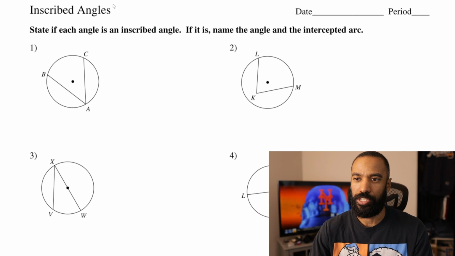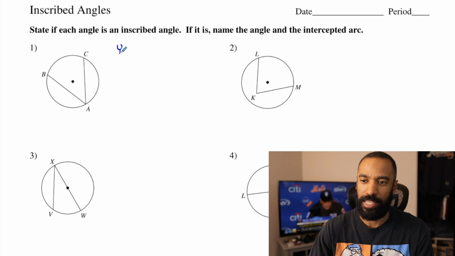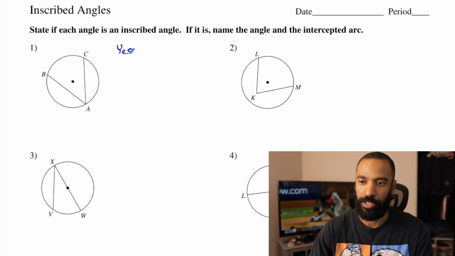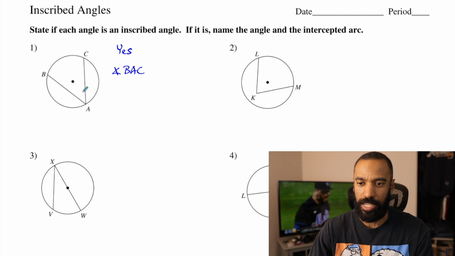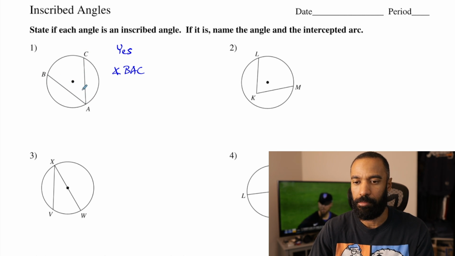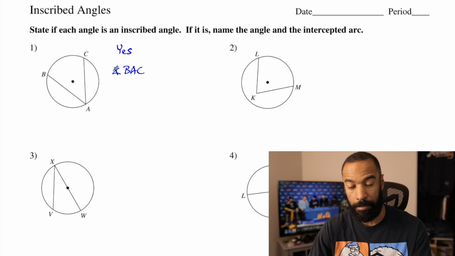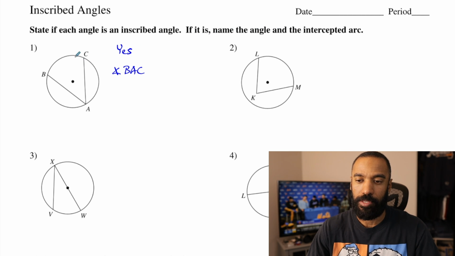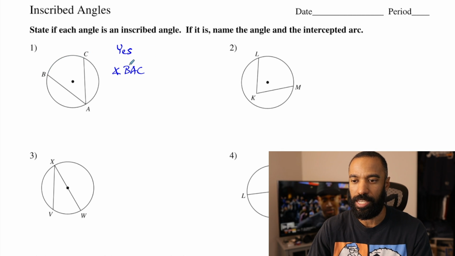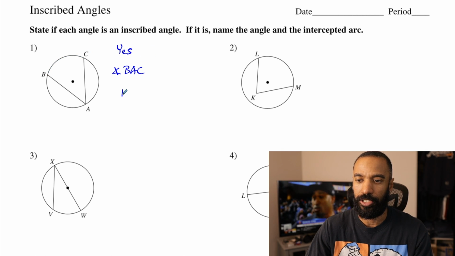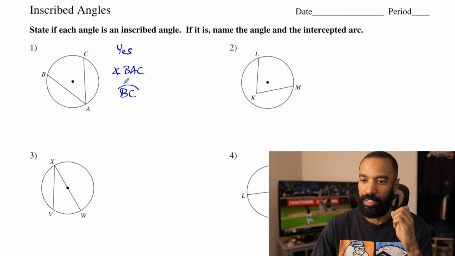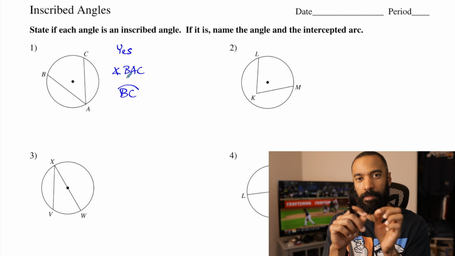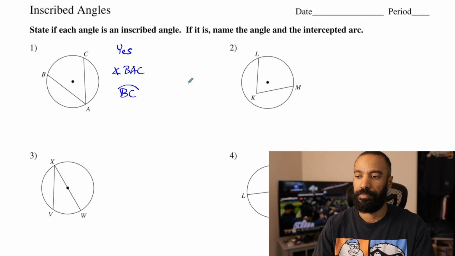So state if each is an inscribed angle. We start with number 1. Yes, it is the angle that you're referring to there. We can call it angle BAC or angle CAB, either or. The endpoints should be on the arcs right there when you name them. And the intercepted arc is, once again, the arc that's captured right here. Notice the endpoints are B to C. So this is the angle. The intercepted arc is BC with this arc symbol above it like that. As opposed to doing an actual segment bar, it's a segment arc like that.